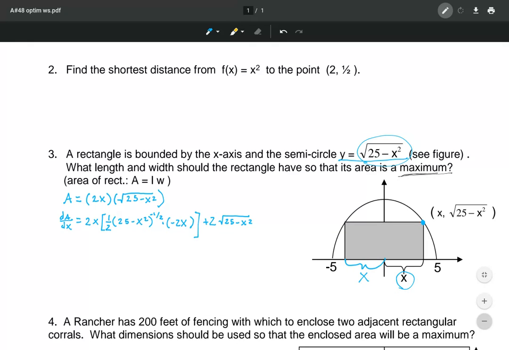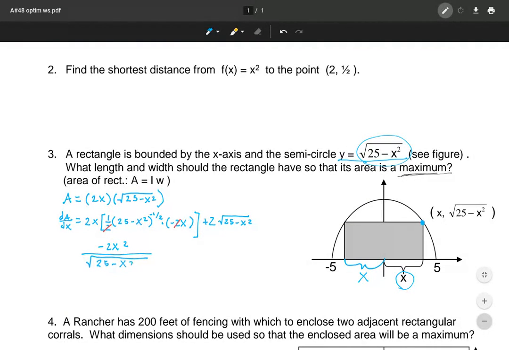Now, I'm going to have to do some simplification here because this is pretty ugly. Okay, so this 2 right here is going to cancel with this 2, and I'm going to end up with a negative 2x squared, it looks like. Let's see what else. All over the square root of 25 minus x squared. Okay. And then on this side, I have a 2 square root of 25 minus x squared. So I don't really have to do too much work.